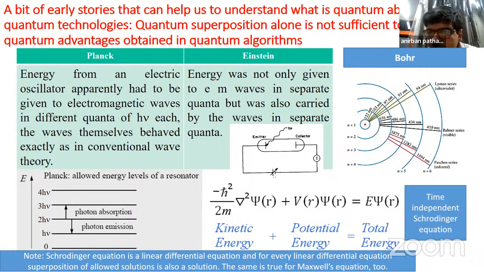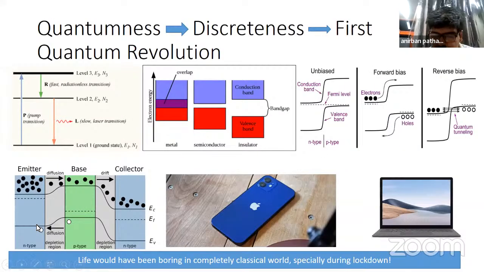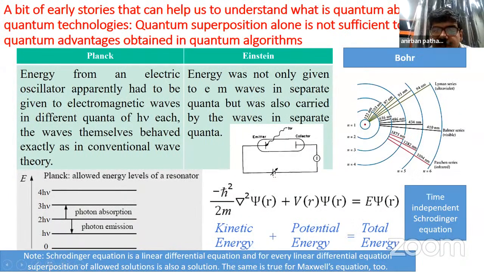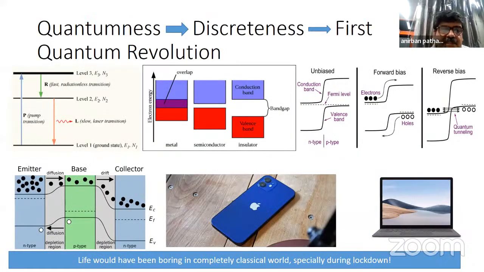And then came the Bohr model. Bohr showed that the atomic energy levels in hydrogen atoms are like this, n is equal to 1, 2, 3, and we see certain spectral lines. So these are all early days of quantum mechanics, and then came the Schrodinger equation, which is written below. These are all showing that in the world, there are things which are discrete. And these discrete things then led to the laser. So this is the first quantum revolution.